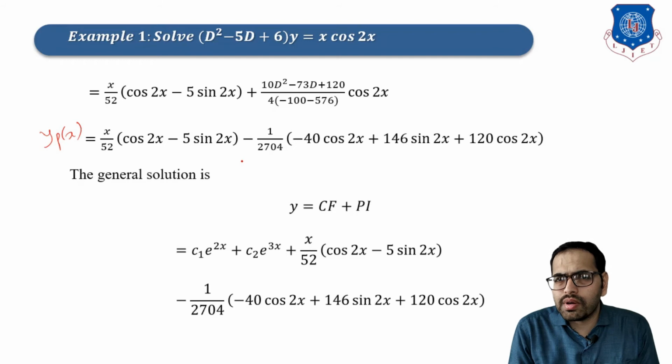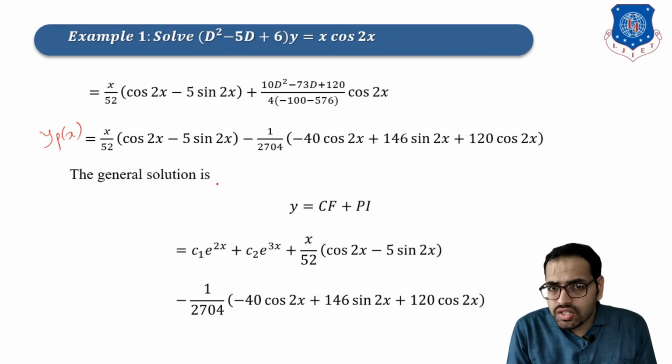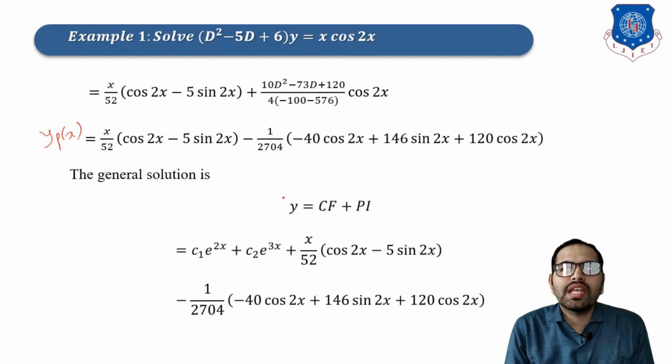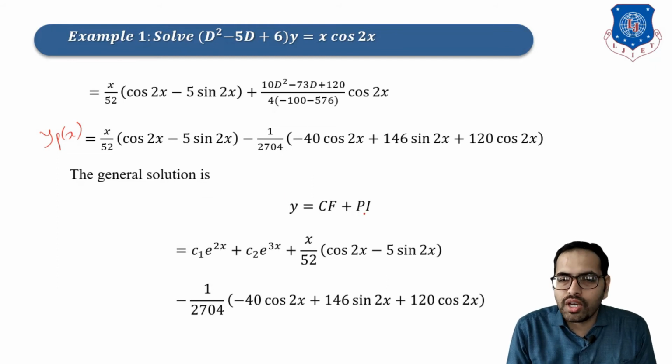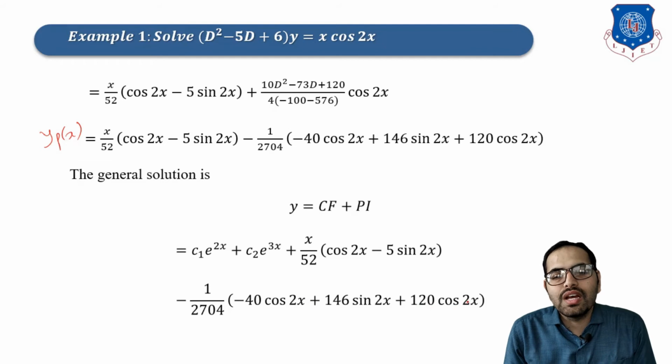Now you know very well what the general solution is. The general solution is nothing but the combination of the complementary function and the particular integral. Then y of x equals CF plus PI. You are all aware of the CF, which is c1 e raised to 2x plus c2 e raised to 3x, plus x by 52 cos 2x minus 5 sin 2x minus 1 upon 2704 into minus 40 cos 2x plus 146 sin 2x plus 120 cos 2x, which is our PI.